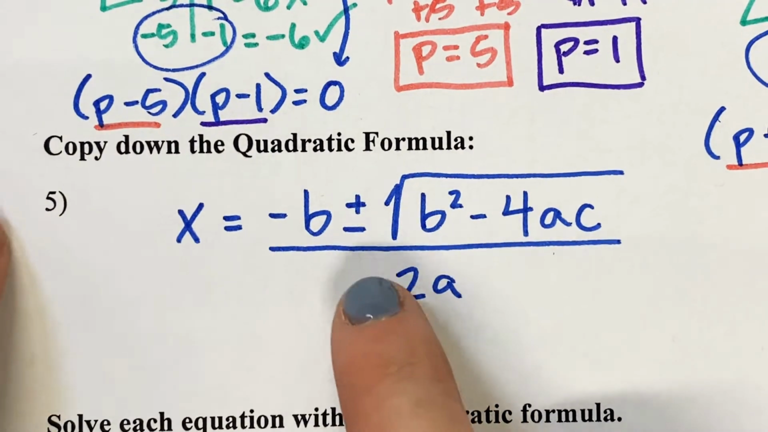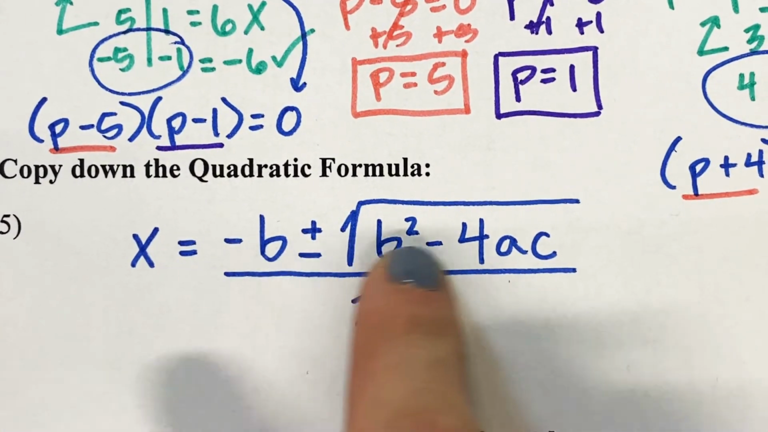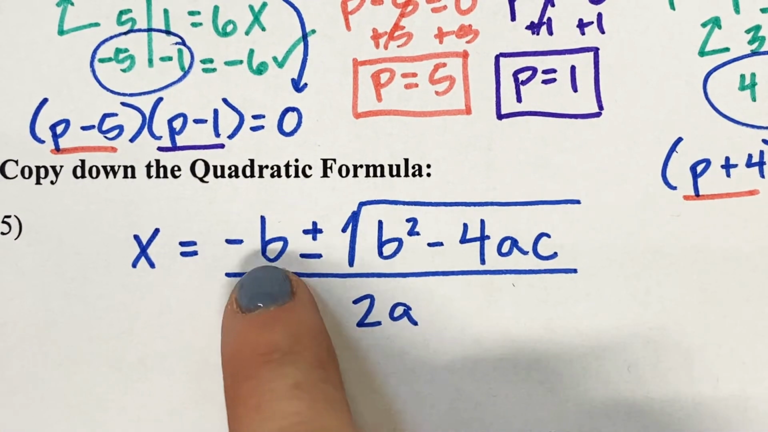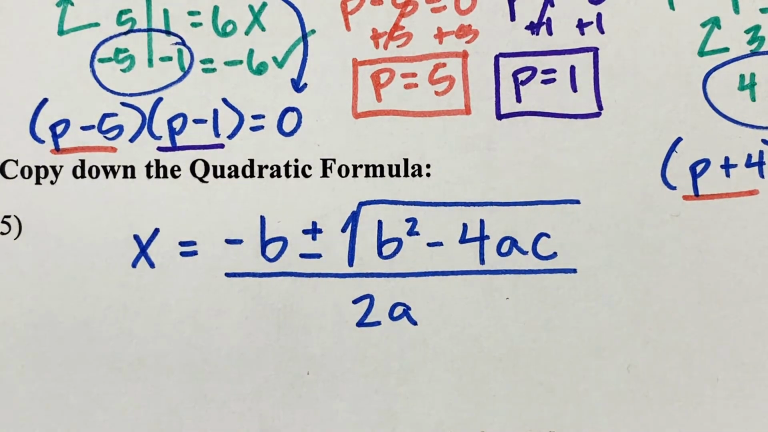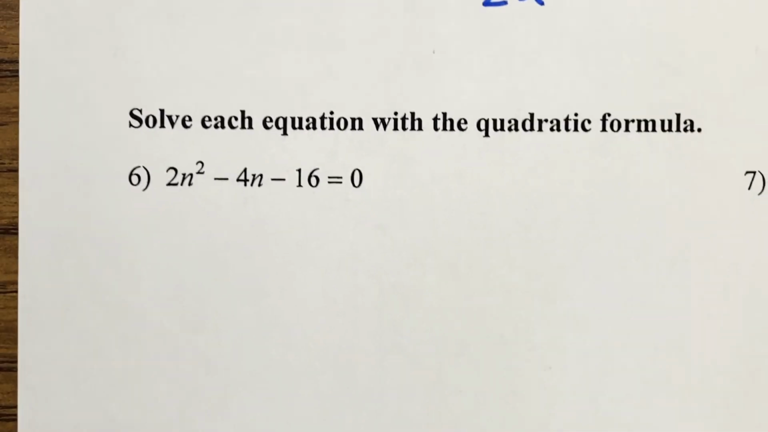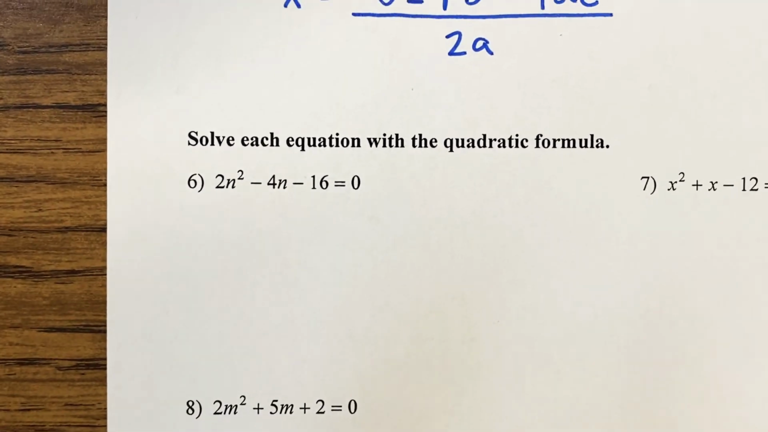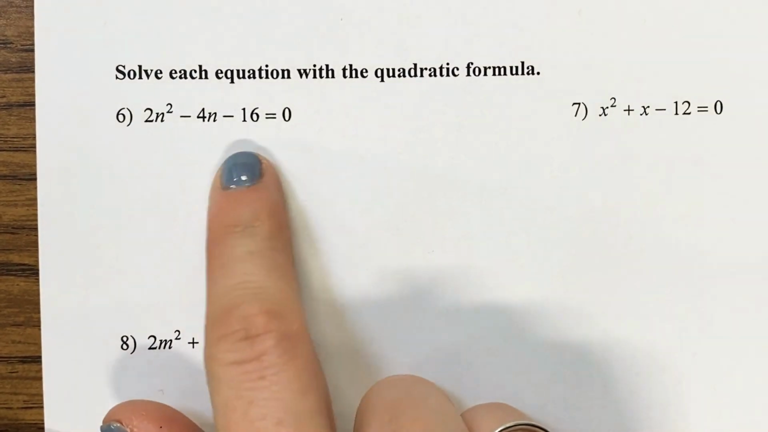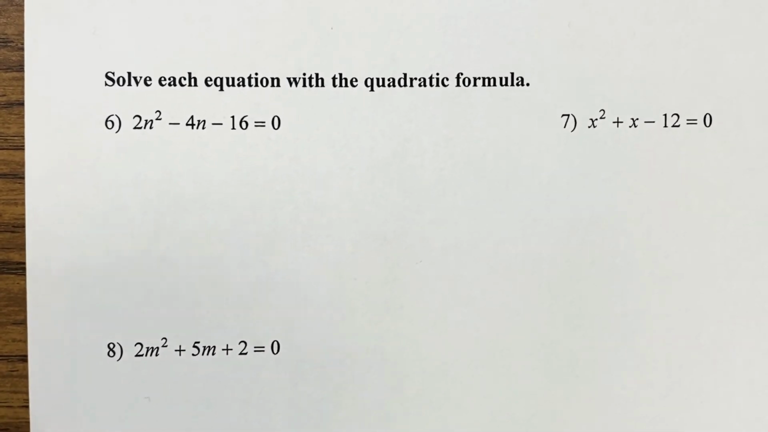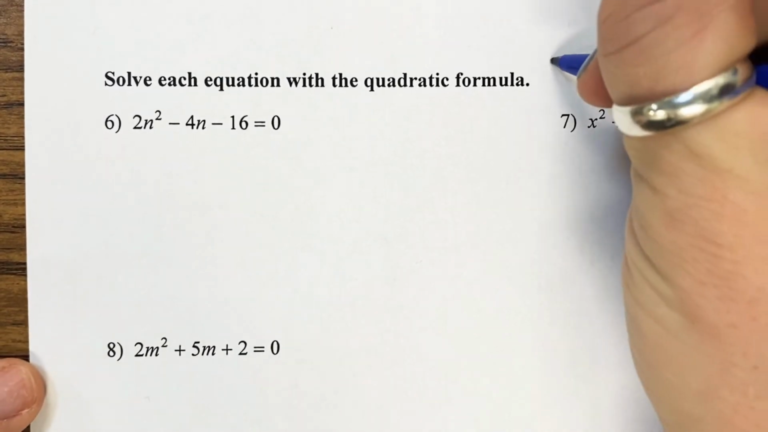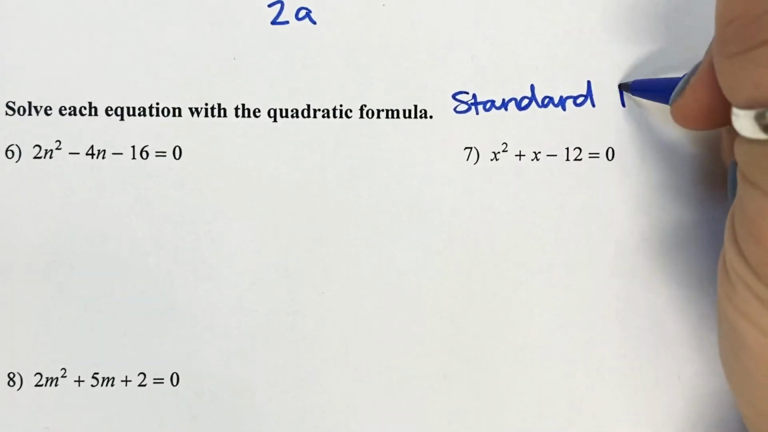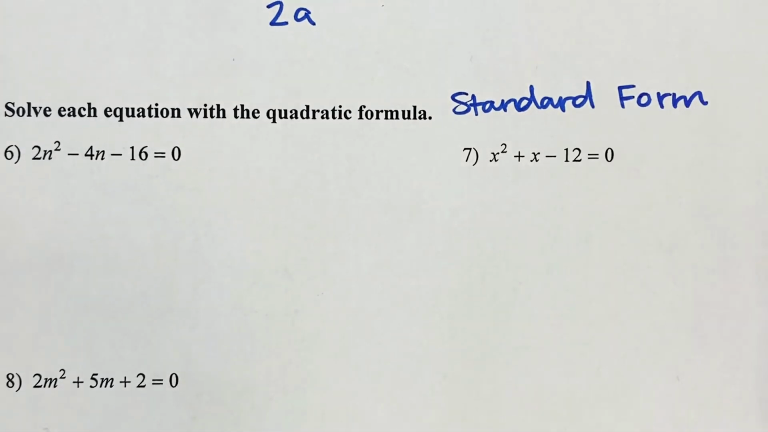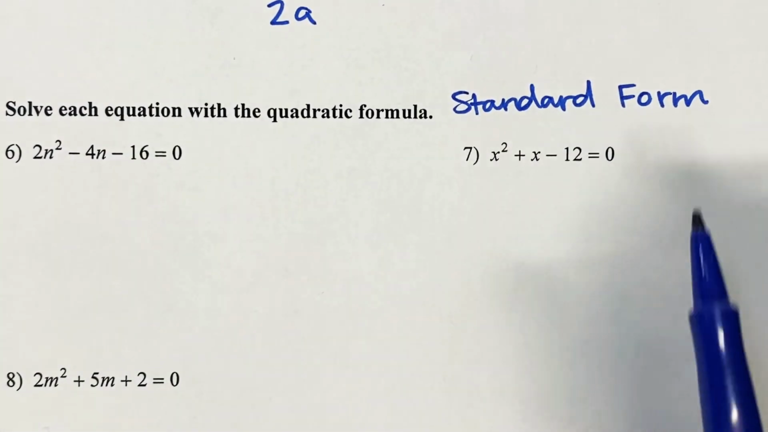So, the quadratic formula, you'll notice right here, you see a lot of A's, B's, and C's, right? B, B, A, C, A. Well, let's talk about why you see those. So looking down at 6 through 8, these are quadratic equations that are written in standard form. I want you to write this note on your paper. All of these, 6, 7, and 8, are quadratic equations written in standard form.